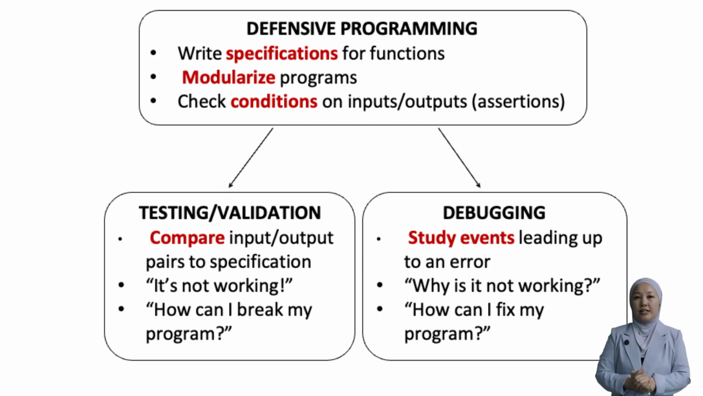Before we even start testing or debugging, we need to set ourselves up for success. That means 3 key things. First, write clear specifications for your functions. What does the function promise to do? What inputs does it expect, and what will it return? Second, modularize your programs. Break your code into small independent pieces, functions, or classes that you can test and debug in isolation. And third, check conditions on inputs and outputs using something called assertions. We'll come back to assertions later, but think of them as built-in sanity checks for your code.